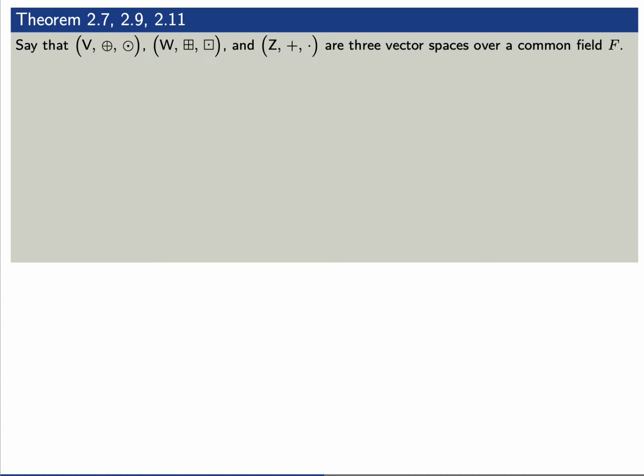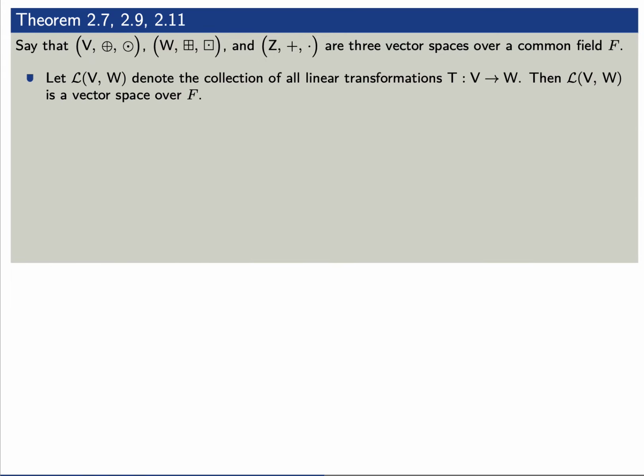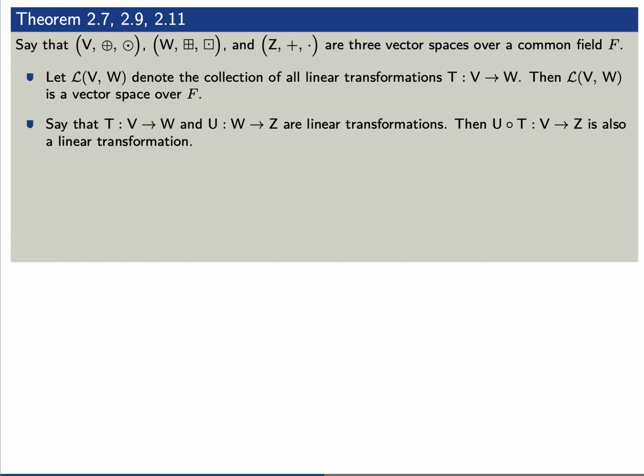To explain the properties that we have here, let's say that V, W, and Z are three vector spaces. We'll denote script L of V, W as the collection of linear transformations T from V to W. Then the set script L of V, W is a vector space. Second, say that T and U are two linear transformations. T maps from V to W, and U maps from W to Z. Then the composition U circle T mapping from V to Z is also a linear transformation.